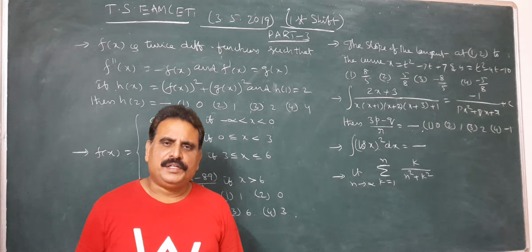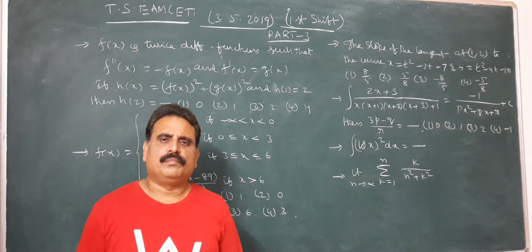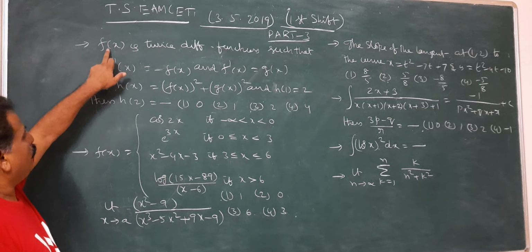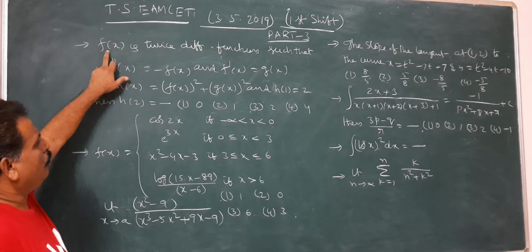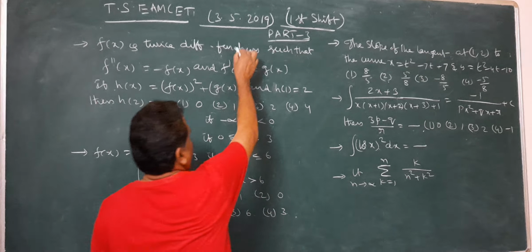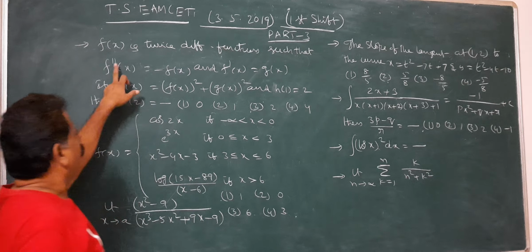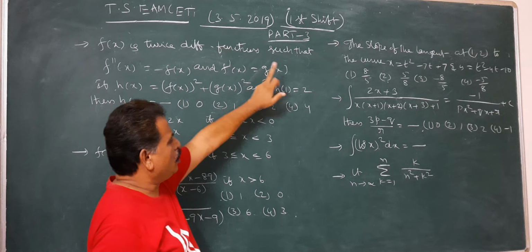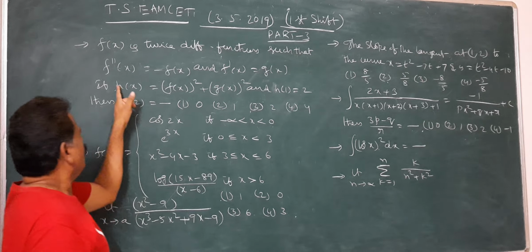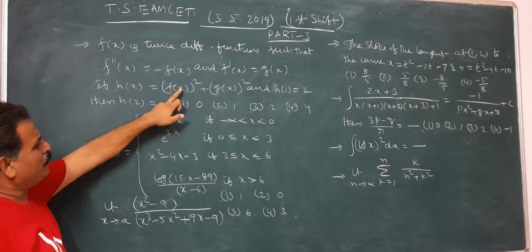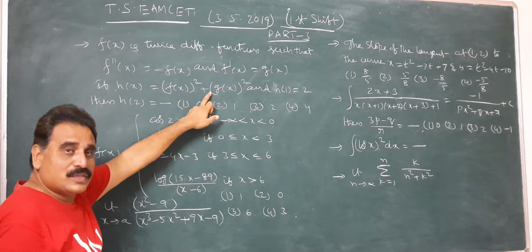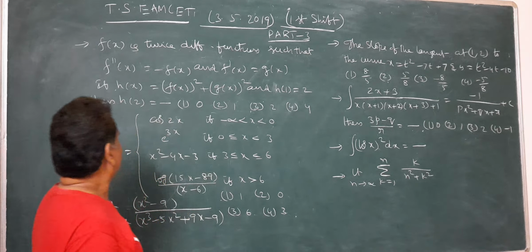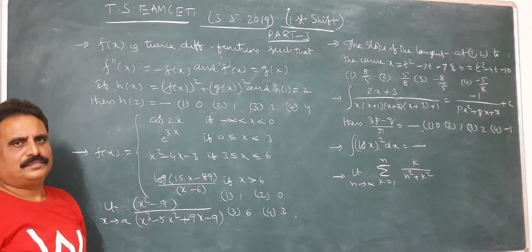MHT CET 2019, first shift, May 3rd, first shift questions, part 3. f of x is a twice differentiable function such that f double dash x is minus f of x and f dash x equal to g of x. If h of x equal to f of x whole square plus g of x whole square and h of 1 equal to 2, then h of 2.